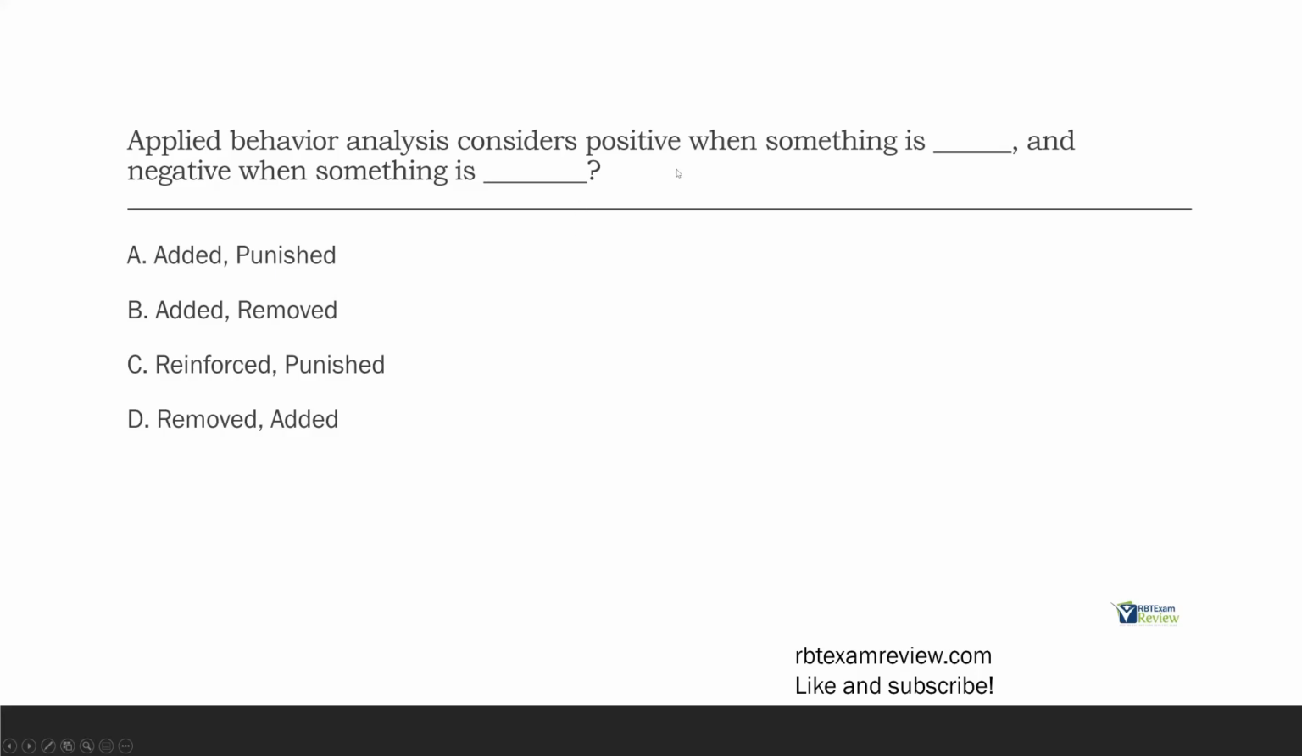Applied behavior analysis considers positive when something is blank and negative when something is blank. We just went over it. Quick little review. This should be a very easy question. When we use the word positive in applied behavior analysis, we're typically referring to what? Consequences, positive reinforcement, positive punishment. And when we say positive, we're talking about what? We're talking about adding a stimulus to the environment. When we say negative in regards to punishment or reinforcement, we're talking about taking away a stimulus.